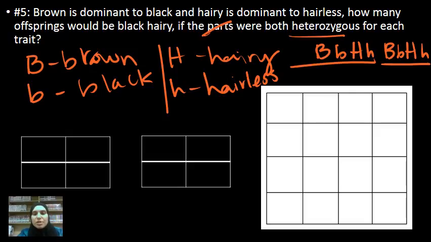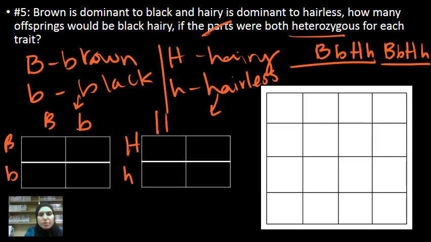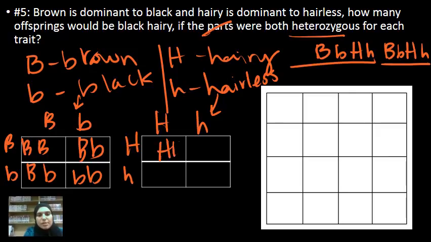If we are going to do the 2-box method, we're going to make 1 box for the color. We're going to make 1 box for the hair. So this parent had a capital and a lowercase, capital and a lowercase. The other parent, here we go. Okay, and then you just fill in your Punnett square, and fill in this side Punnett square.